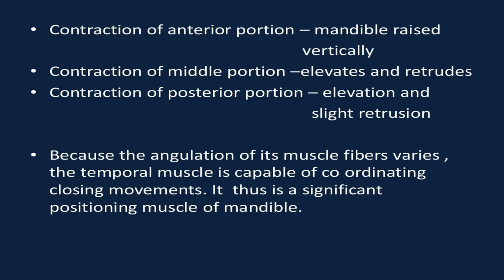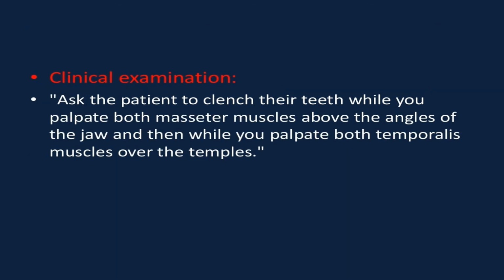Contraction of the anterior portion raises the mandible vertically. Contraction of the middle portion elevates and retrudes. Contraction of the posterior portion causes elevation and slight retrusion. Because the angulation of its muscle fibers varies, the temporal muscle is capable of coordinating closing movements. It thus is a significant positioning muscle of the mandible.